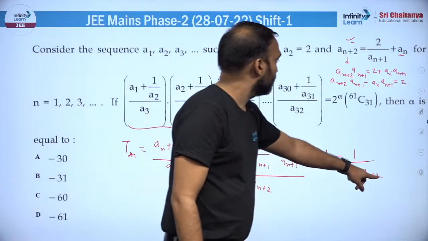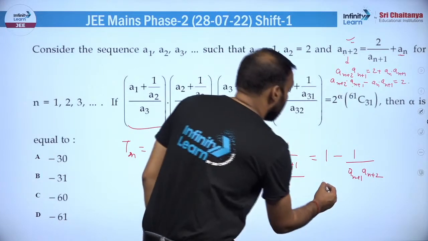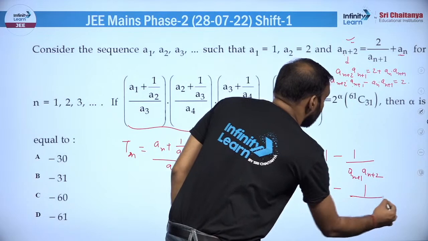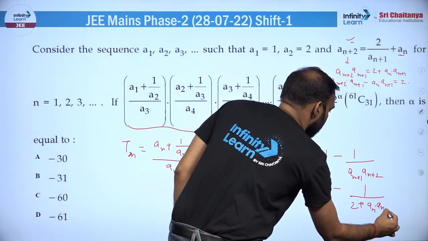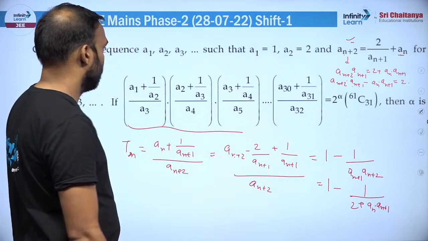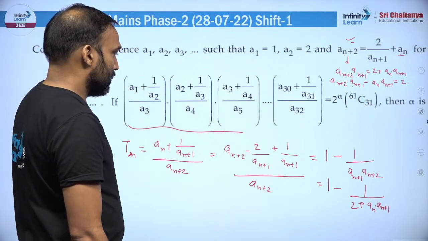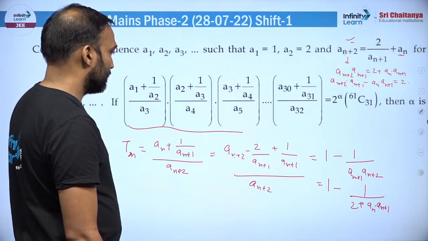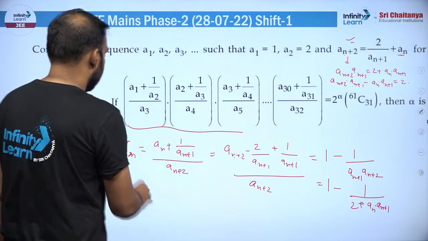Now An plus 1 into An plus 2 is over here. So I can write this as 1 minus 1 upon 2 plus An into An plus 1. Right? So now we'll simplify this. Okay? This is my Tn.